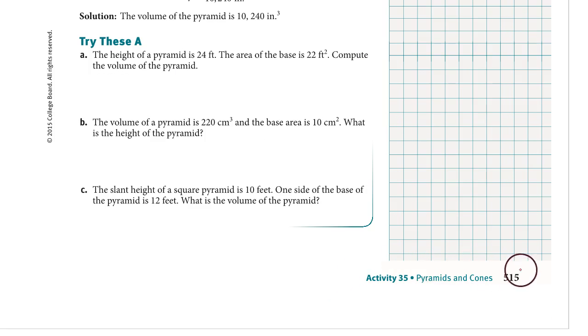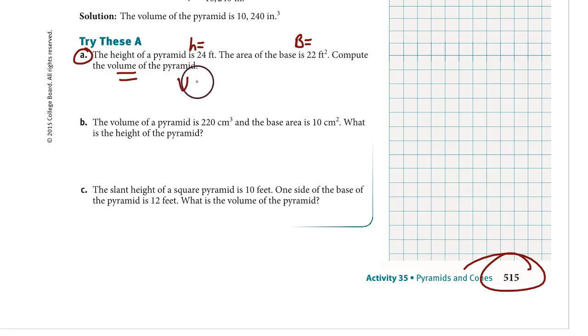Skip ahead in the packet till you reach page 515 and find the try these questions. Let's use these as examples, starting with A. The height of a pyramid is 24. That's telling us the value of H. The area of the base is 22. That's the capital B. Find the volume of the pyramid.